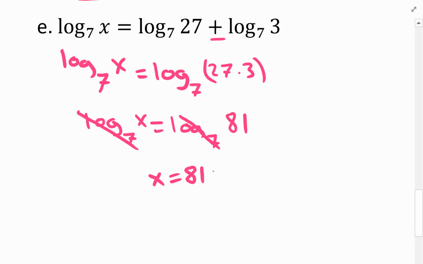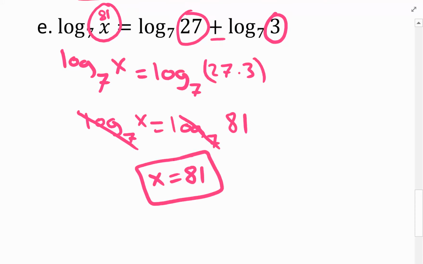Double check. What are we taking the log of? 3, it's positive. 27, it's positive. And 81, it's positive. So it works out. Done. You could probably be showing a lot less work than me. Really, all you would need to show is this step right here and getting the answer.